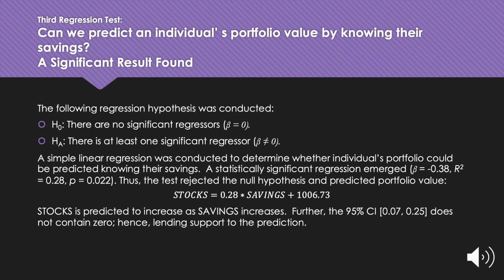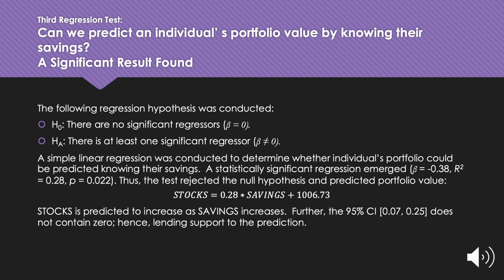The third regression test. Can we predict an individual's portfolio value by knowing their savings? The following regression hypothesis was conducted. The null hypothesis: there are no significant regressors. The alternative: there is at least one significant regressor. A simple linear regression was conducted to determine whether individuals' portfolio could be predicted knowing their savings.